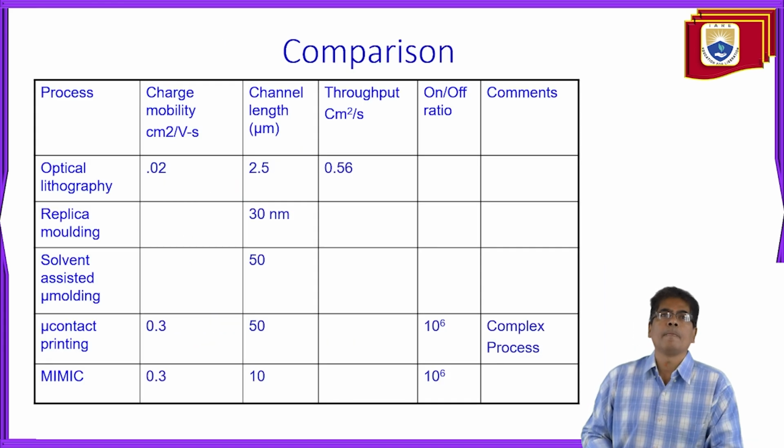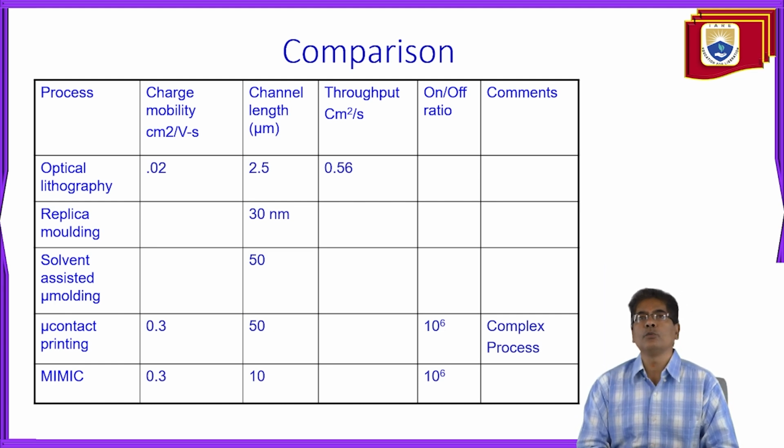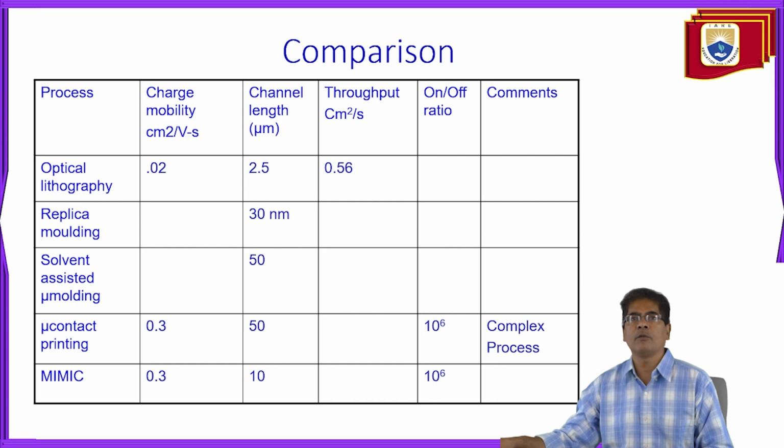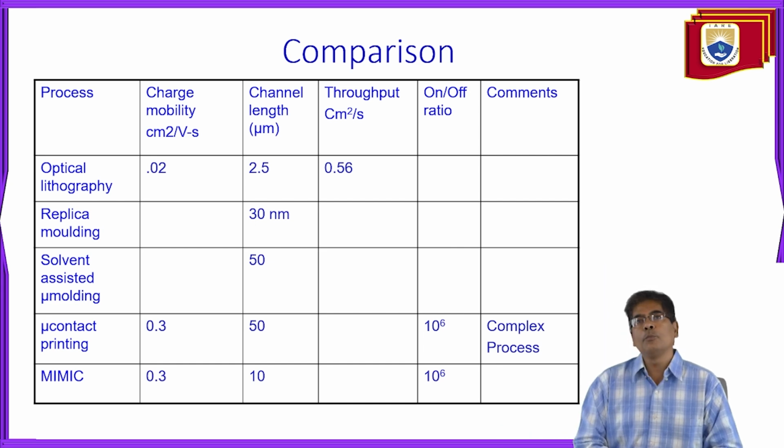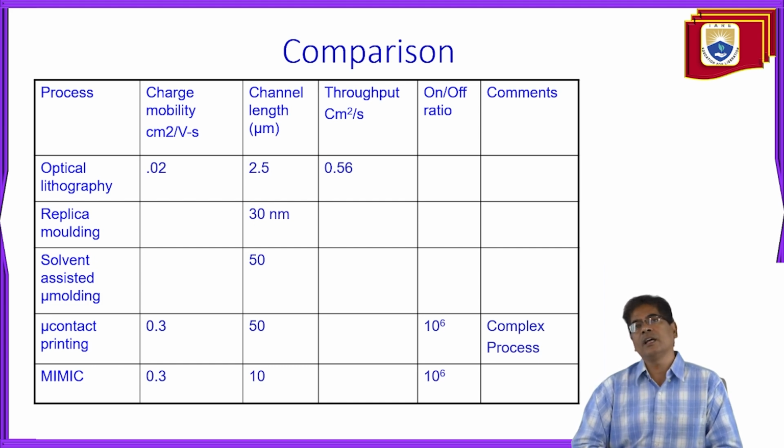So the comparison, if you see, the optical lithography is around 0.02, and channel length in micrometer is around 2.5, and throughput in centimeter square per second is 0.56. And replica molding, the channel length is around 30 nanometer.